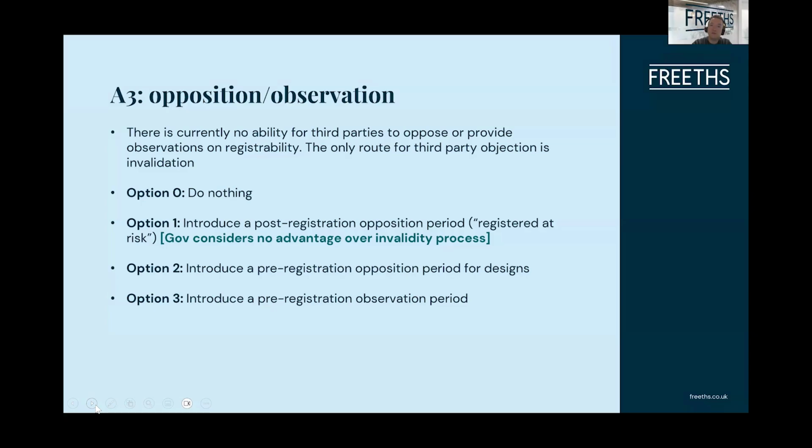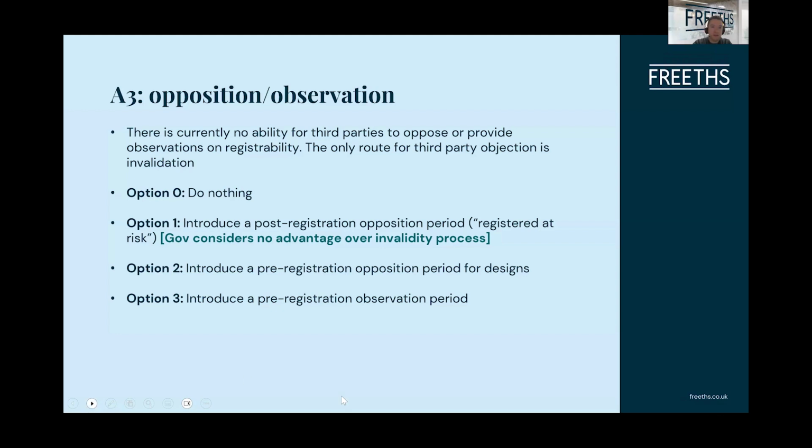Option 1 to introduce a post-registration opposition period similar to the trademark opposition period, in that it would be for 2 months, but it would be post-registration rather than pre-registration. And the government considers that that doesn't really offer any advantage over the current invalidity process, so that seems unlikely to get off the ground. But option 2 would be a pre-registration opposition period for designs which would more closely mirror the trademark process. Or option 3 to introduce a pre-registration observation period. So a party would submit an observation to the IPO, and it would then be up to the registrar as to whether they wanted to pick that up and run with any observation that had been submitted.